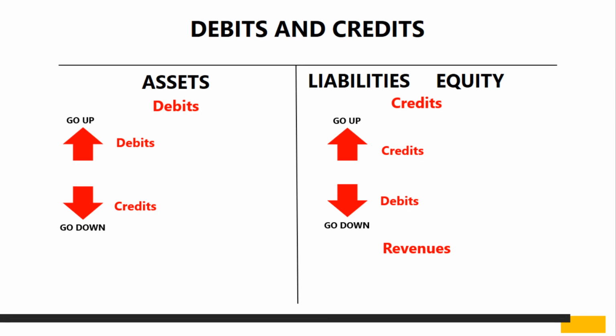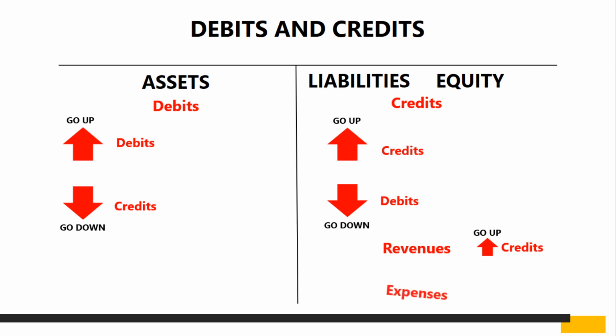Let me talk about revenues. Now remember, revenue is when you make earnings by selling goods or services. Now, when you earn revenues, how does that affect your equity? Equity goes up. Now, when equity goes up, what do we have? Credits. Okay, just remember, revenues are always credits.